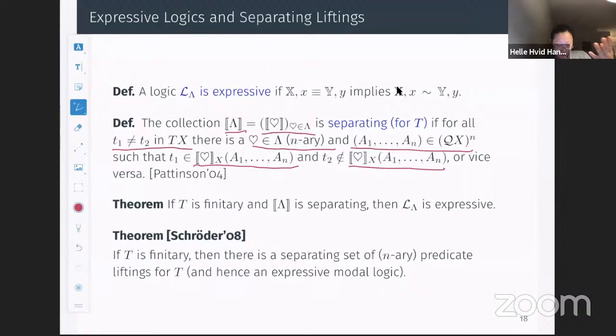So Schröder showed that if your functor T is finitary, then there is a separating set of predicate liftings. They may not be unary. You may need higher arities, but you can always find a set of separating predicate liftings. And by the previous theorem, that means that you also have an expressive modal logic.